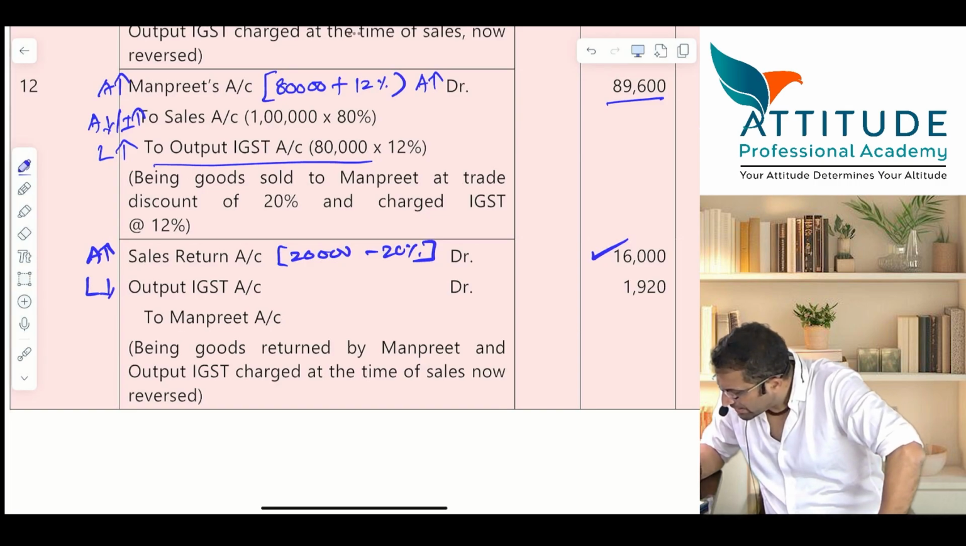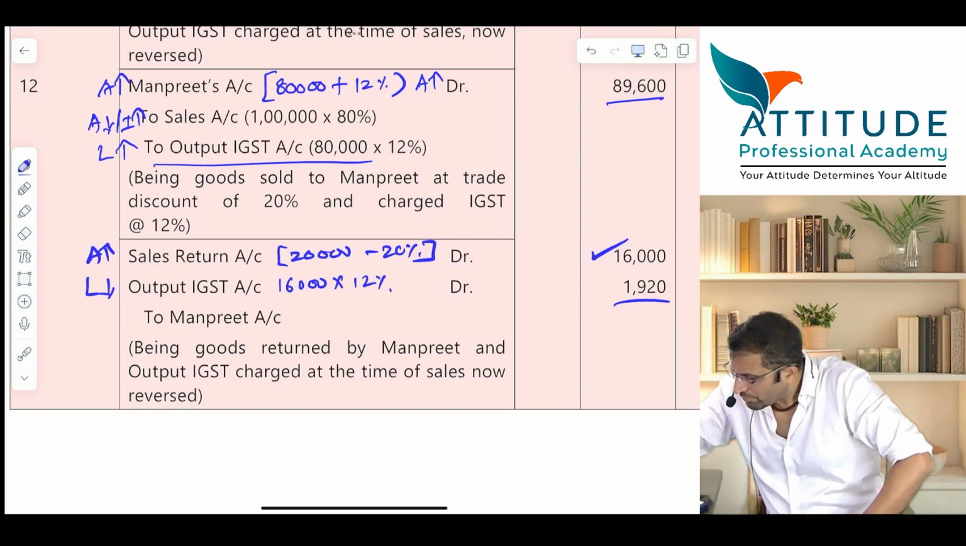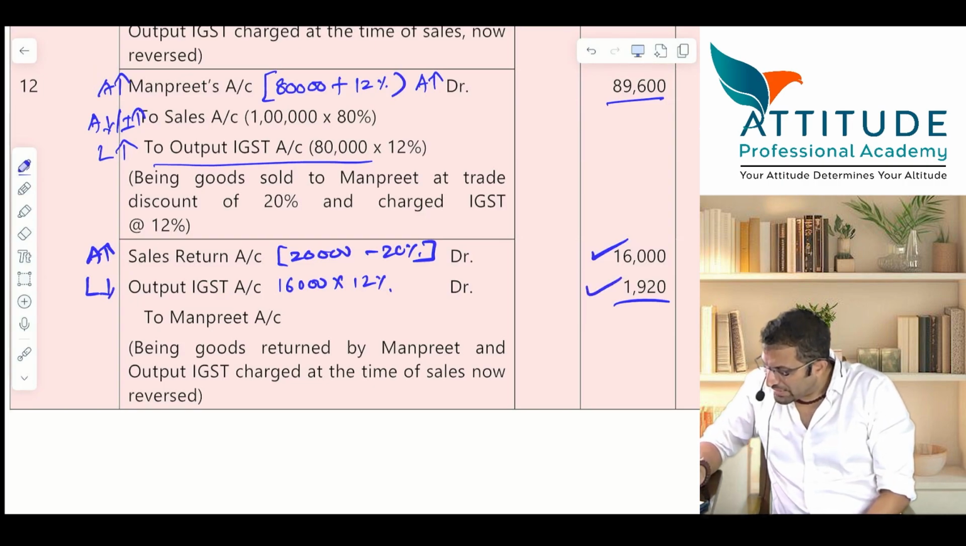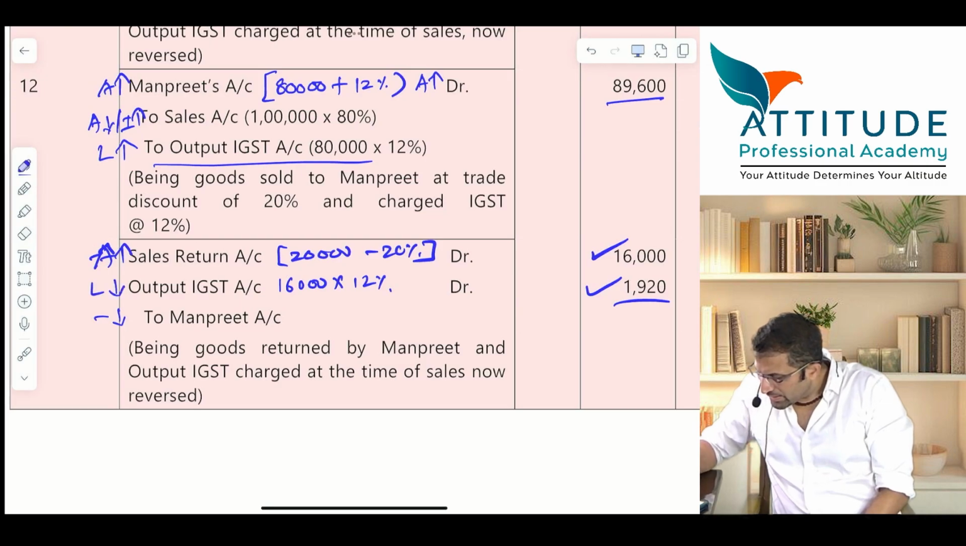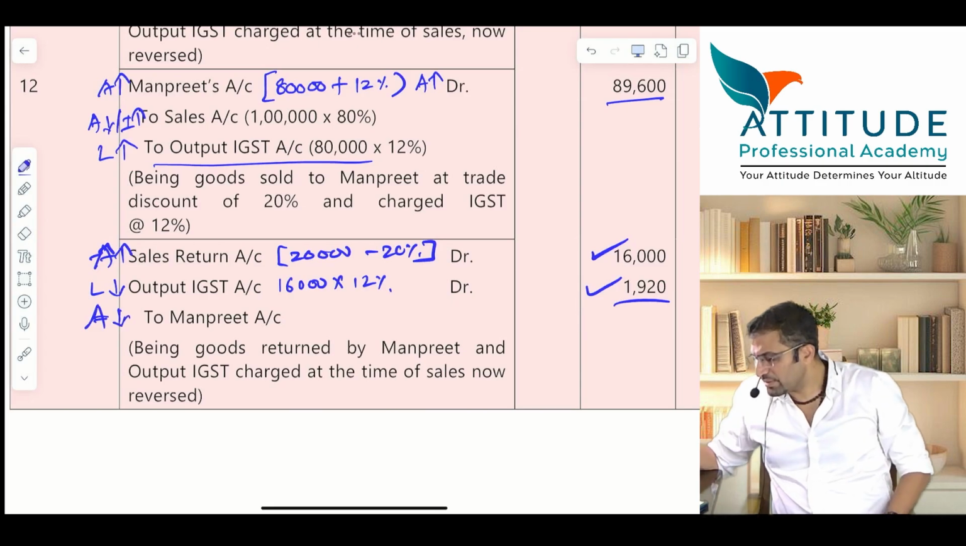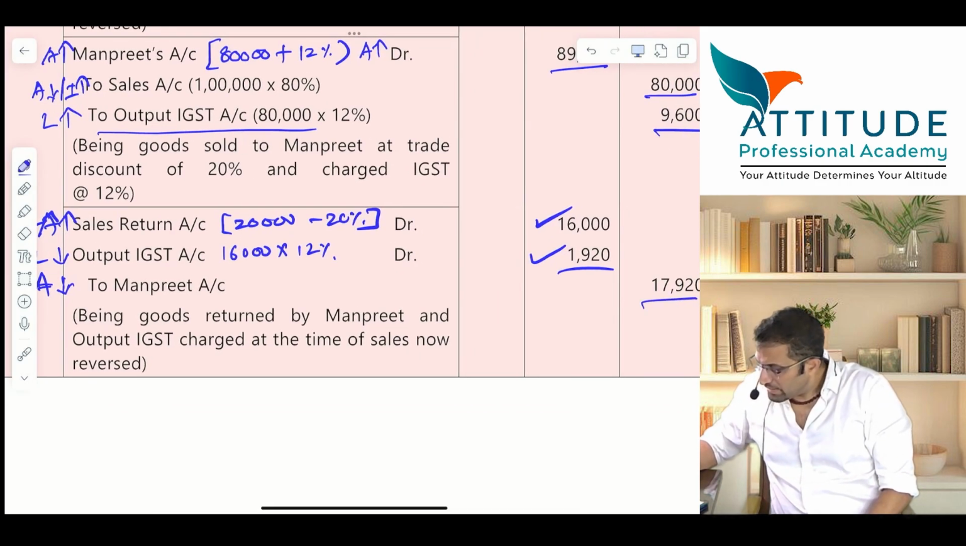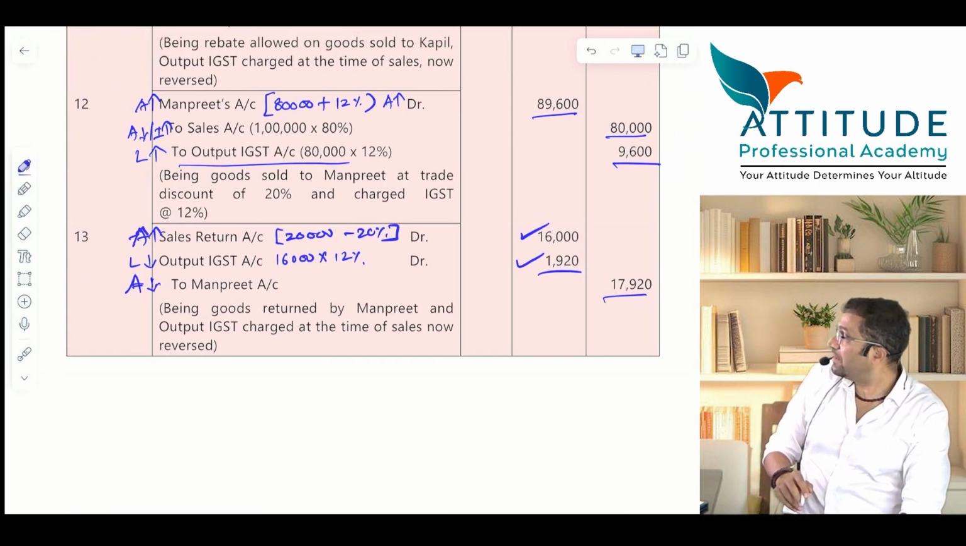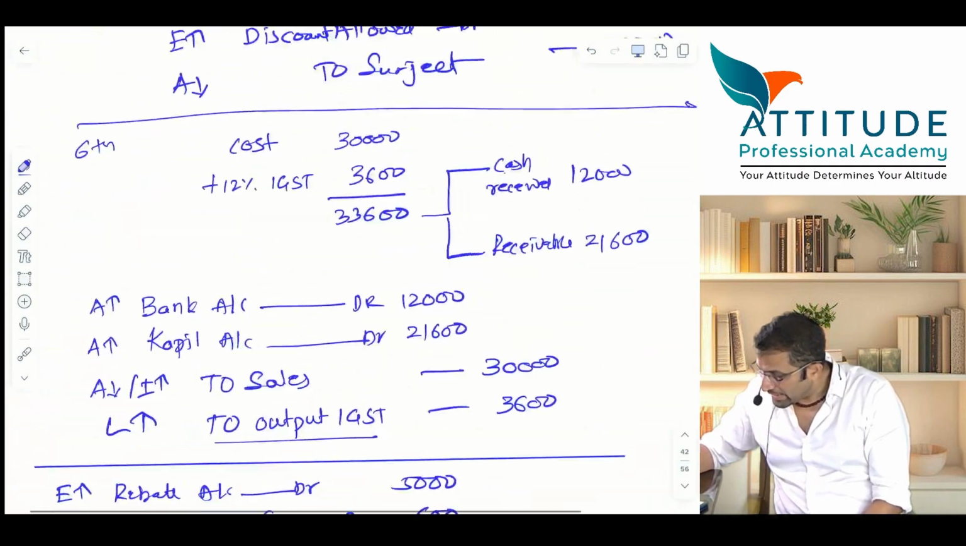Output IGST. That is 16,000 into 12%. How much does it come to? You are not going to pay that. Debit. And Manpreet asset reduces. So here liability understood or no? Clear? Here asset increases, liability reduces, and here Manpreet is an asset, no? Asset reduces. How much is the total? I hope all of you understood. Clear? Is it done or not?